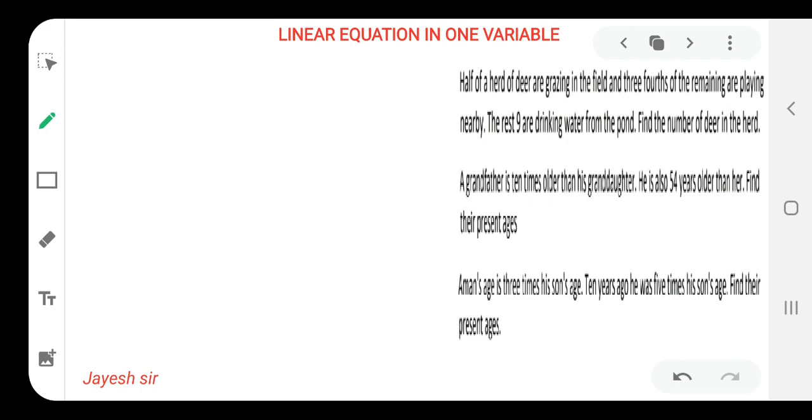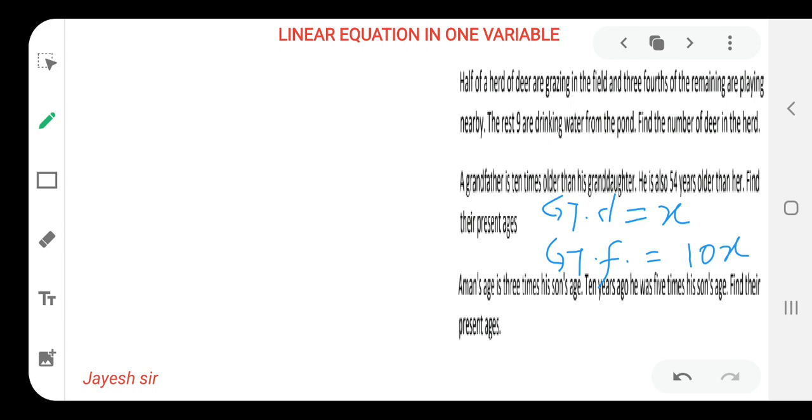Her grandfather is 10 times older than his granddaughter. So for the granddaughter, I will always assume the smaller one, that is the granddaughter. Granddaughter's age is x, and grandfather, that means gf, grandfather's age is 10 times, that would be 10x. He is also 54 years older than her.